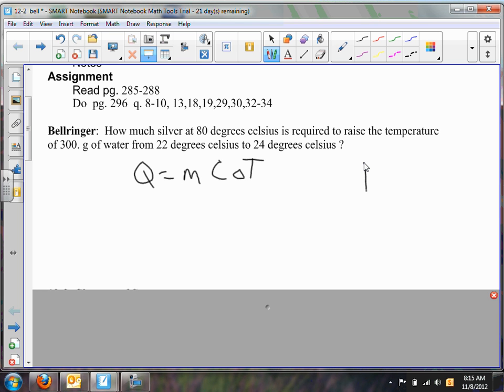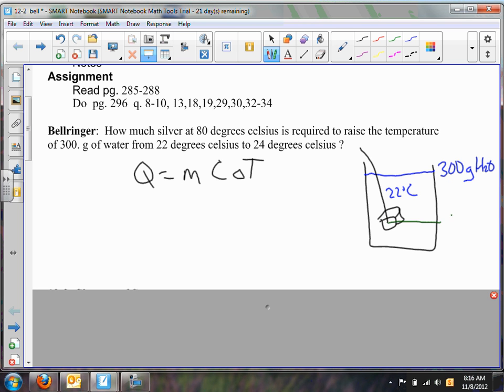So what's going on here is I've got a beaker of water, and there happens to be 300 grams of water, and it's currently at 22 degrees Celsius. And then we're adding some silver to it, and that silver is at 80 degrees Celsius.